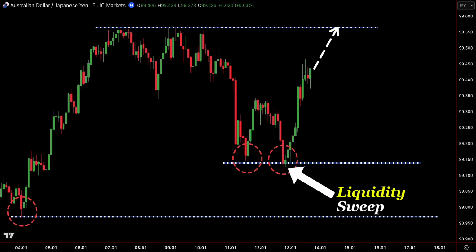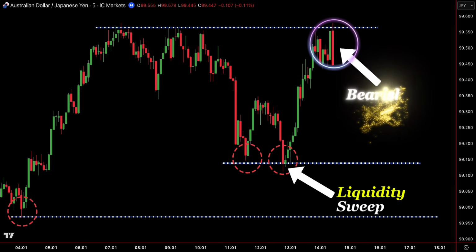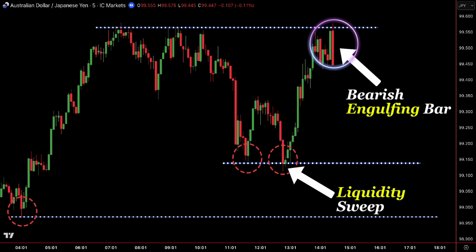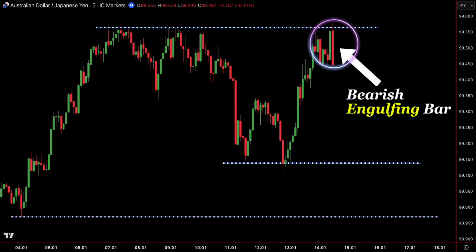And look at what happens. Price reaches the resistance level, taps it, and reverses, forming a bearish engulfing candle. This candlestick pattern shows that buyers were overpowered by sellers, signaling that the market is likely to move down again, at least toward the next support level.